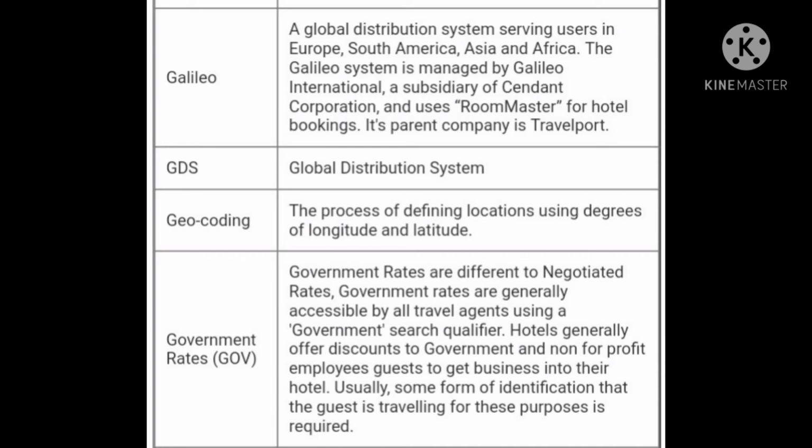After geocoding, we will go to government rates, or the GOV. It is different from negotiated rates. Government rates are generally accessible by all travel agents using a government search qualifier. Hotels generally offer discounts to government and not-for-profit employees and guests to get business into their hotel. Usually some form of identification that the guest is traveling for these purposes is required.